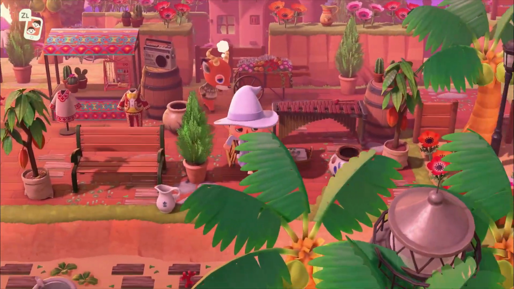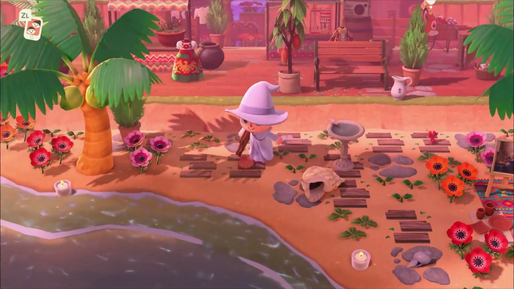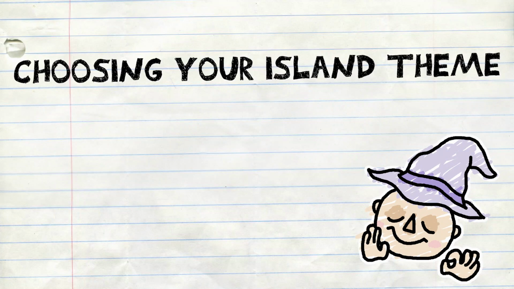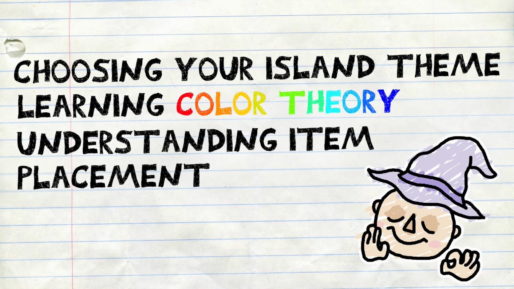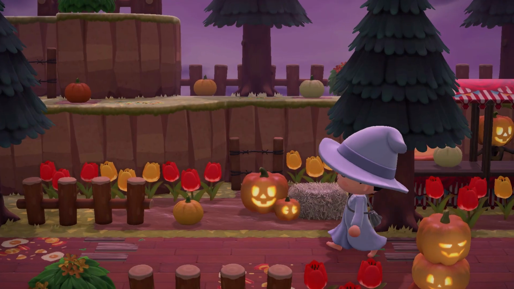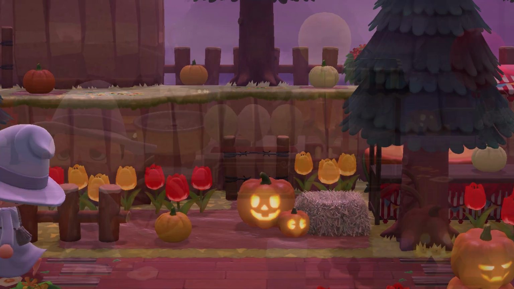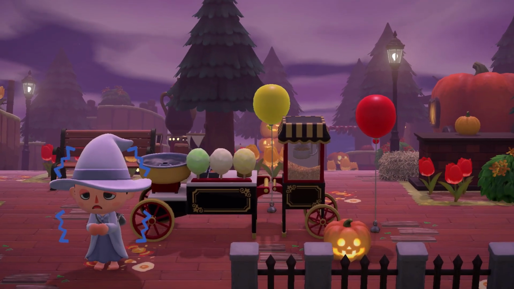In this episode, we'll be going all the way back to the roots of island making, analyzing how to choose the perfect theme for your island, learning some basics of color theory, understanding the effect of item placement, and how to create depth. Finally, we'll incorporate all of these concepts together to manifest the island of your dreams.